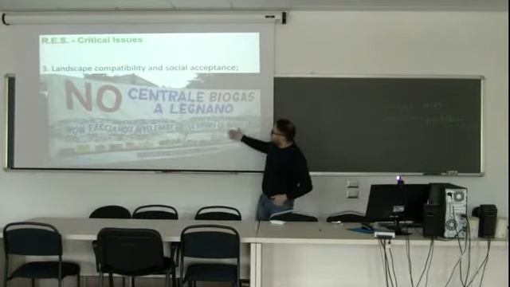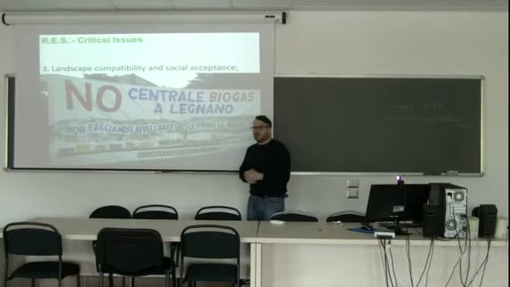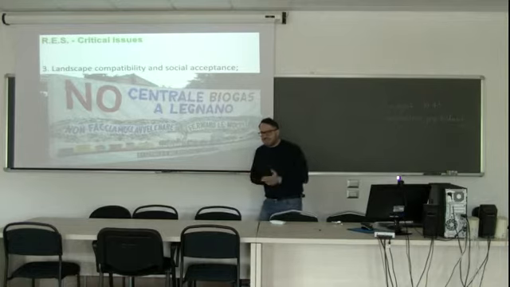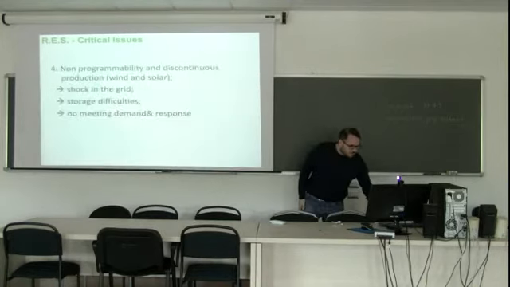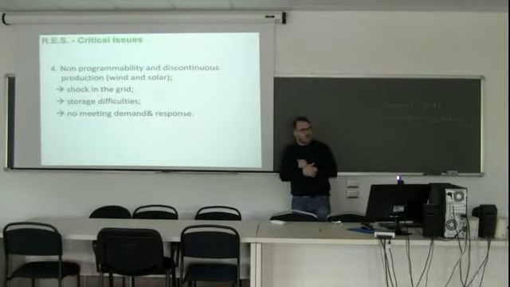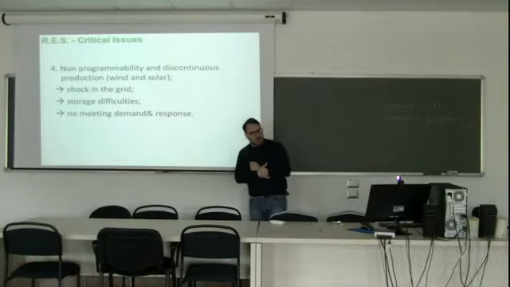For example, we look at some popular movement against renewable energy source. The third critical issue of renewable energy source: non-programmability and discontinuous production, wind and solar.